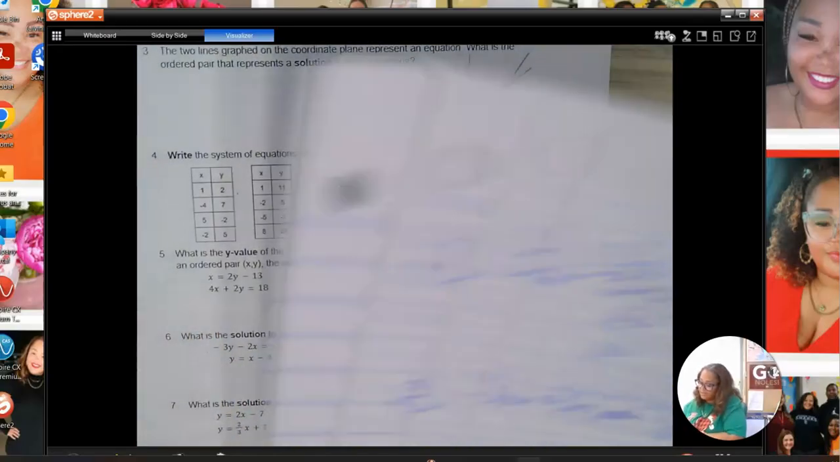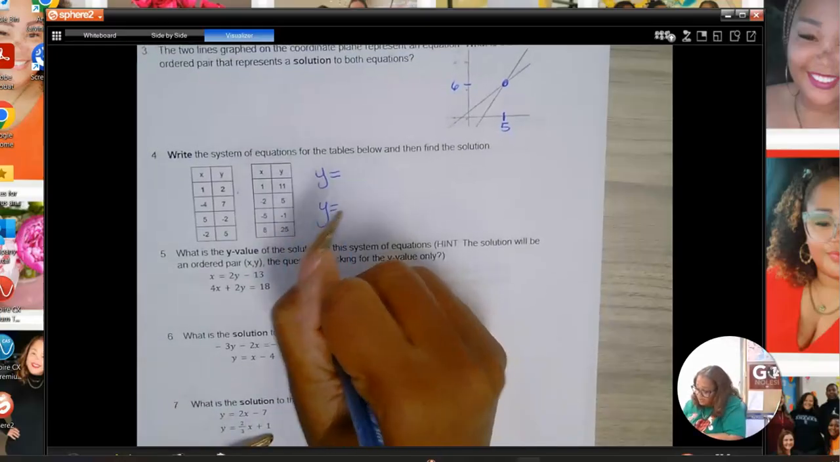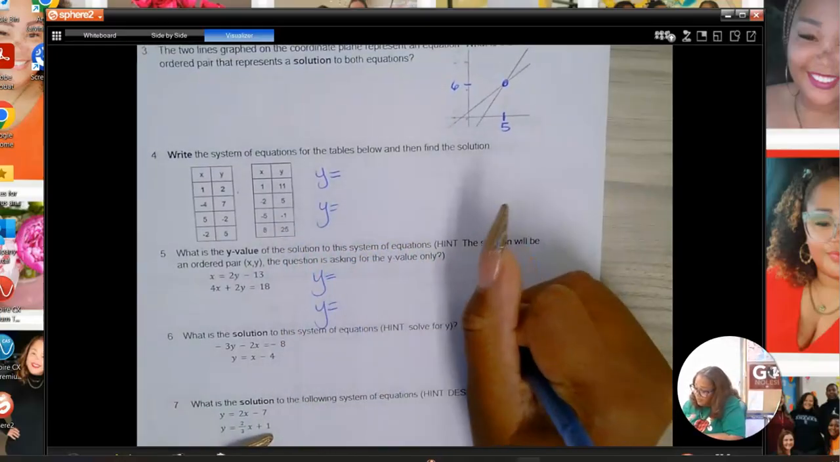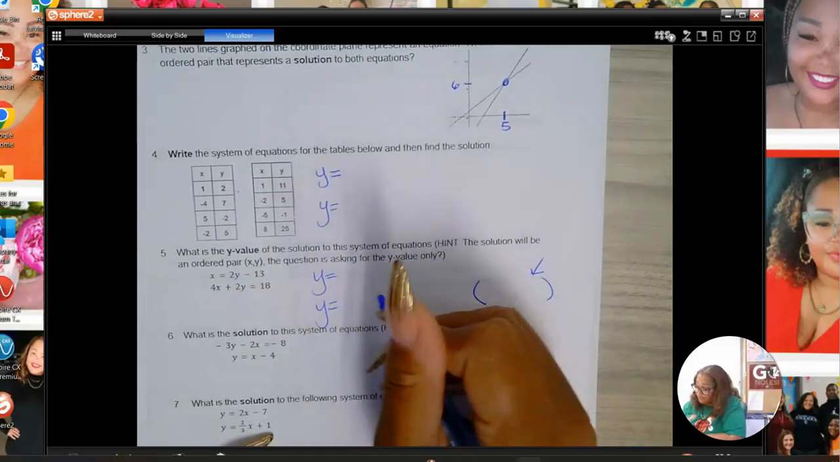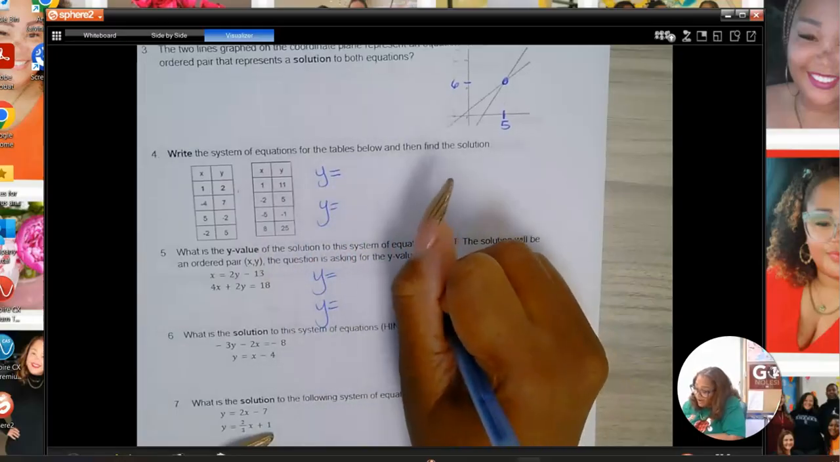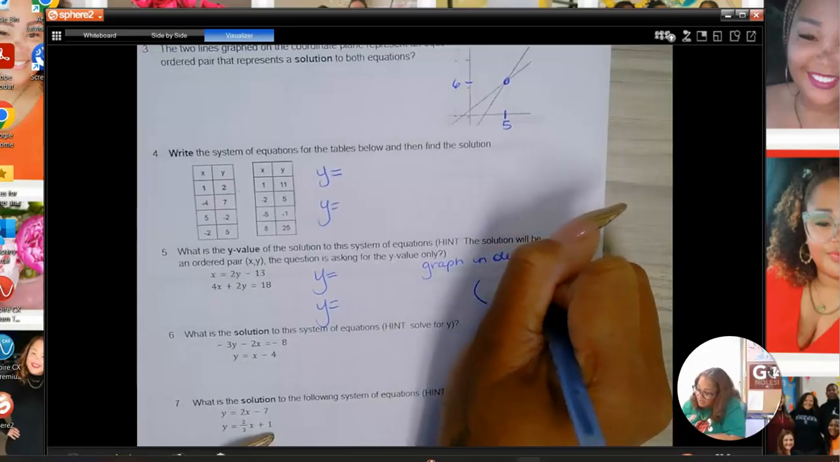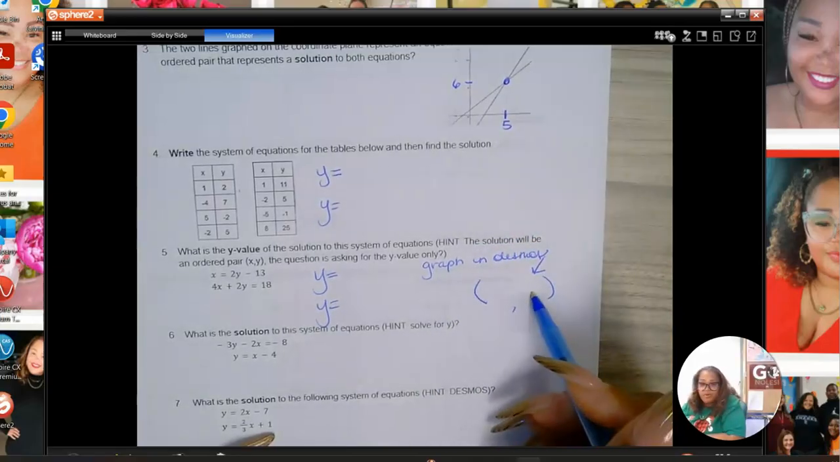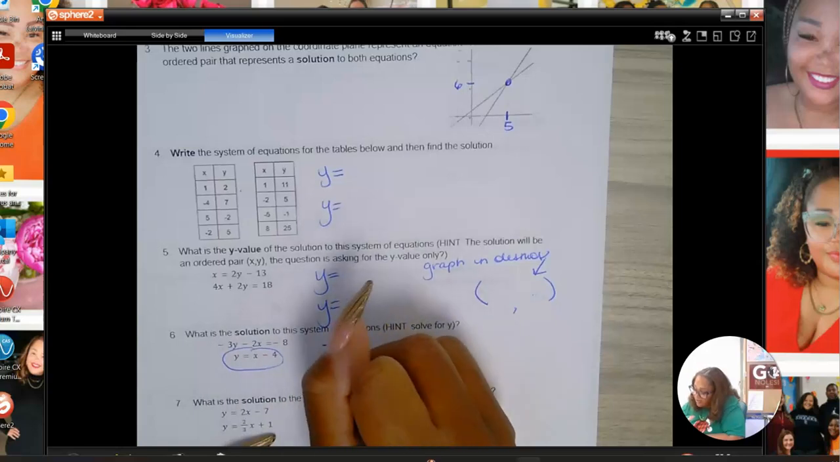For number 6, it says, what is the solution to the system of equations? Hence, solve for y. Oh, I'm not done. I'm sorry. Once I found my 2 y equals and my other y equals, I'm going to get a coordinate pair, and I need the y value. So I write my y equals, then I graph these in Desmos. Put the 2 points or the 2 parts of the coordinate pair there, and then I want the y value. Here, y is already solved for. I need to solve for this y.